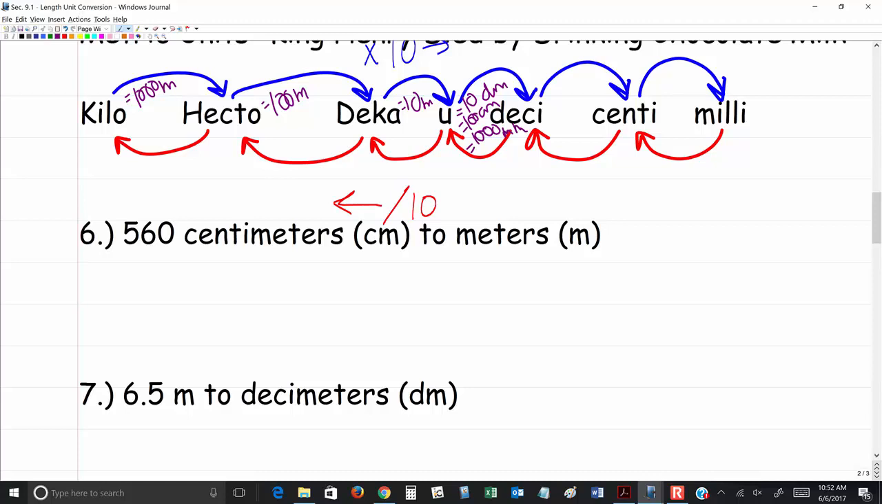So for number 6, start off with, under the U, you got the 10 decimeters, 100 centimeters and 1,000 millimeters. This pen is crappy. I know, I'm sorry. Yeah, DM, CM, and MM is what it is.